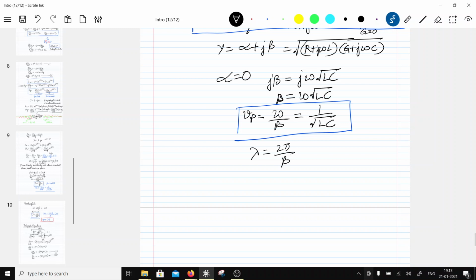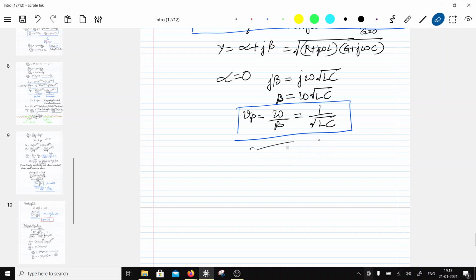Okay, 2 pi, sorry, this will be omega by beta, 2 pi by beta lambda. Okay, so beta is going to be equal to omega root of, so this can also be written as beta is equal to omega root of LC, right? Okay, so it will be again velocity is equal to wavelength into frequency. So we'll have the same equation here again. Velocity is equal to, sorry, again you will have the same equation by substitution.